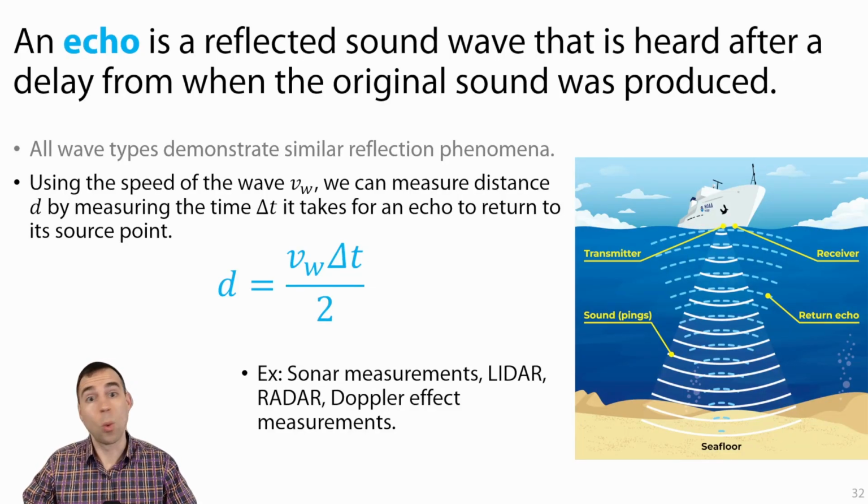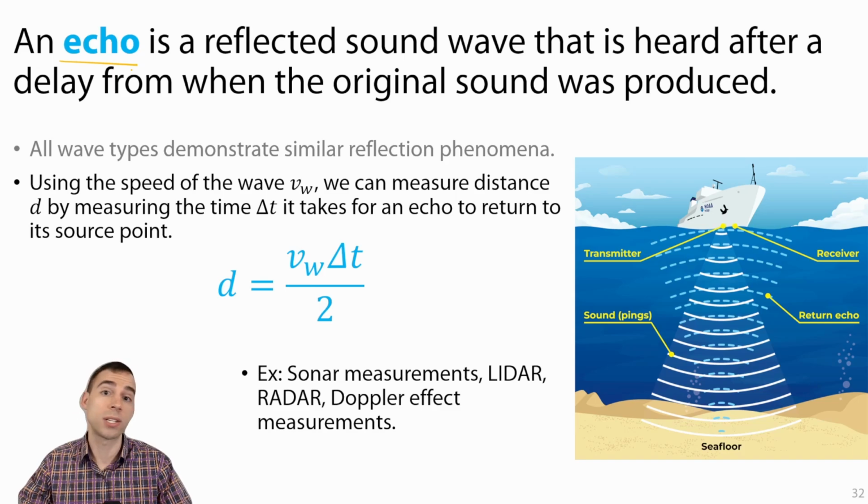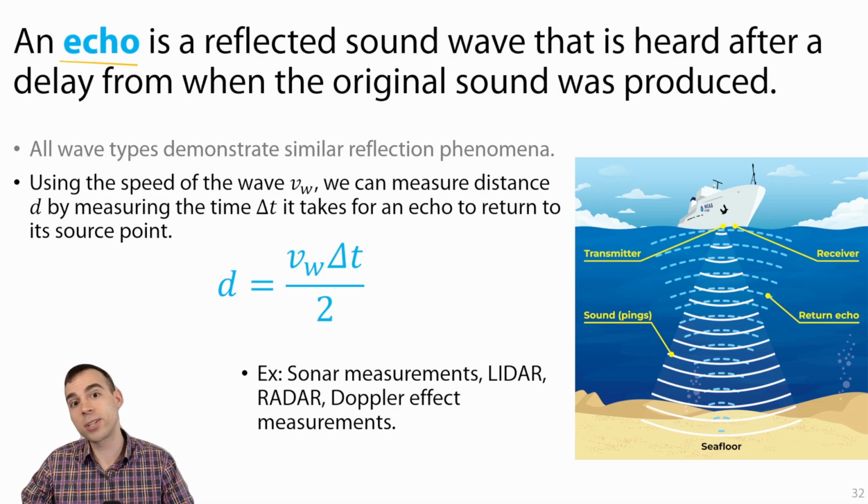One example of a wave reflection is in an echo, where a sound wave encounters a boundary and is reflected back toward its source point. These reflections are useful for making measurements. If we know the speed of the wave, like the speed of sound in some medium, then we can calculate distances or make measurements of lengths by using that speed of the wave in combination with how long it takes for us to receive the signal.